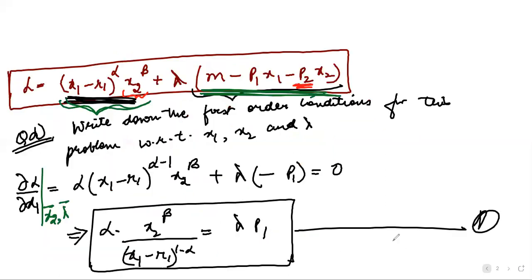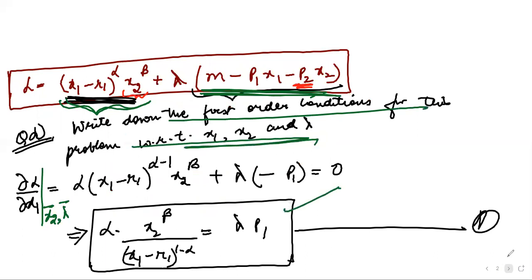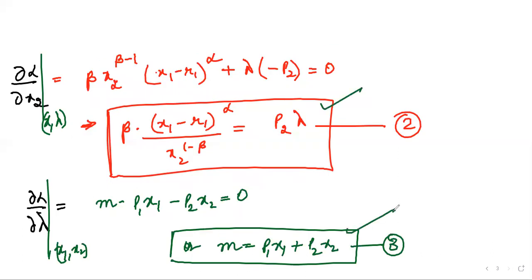So, it had just asked us to write down the first order conditions with respect to x1, x2 and lambda. And we have written the first order conditions with respect to x1, x2 and lambda.